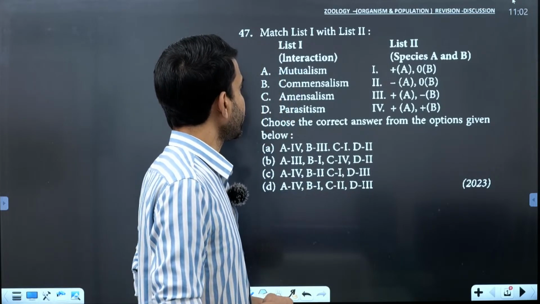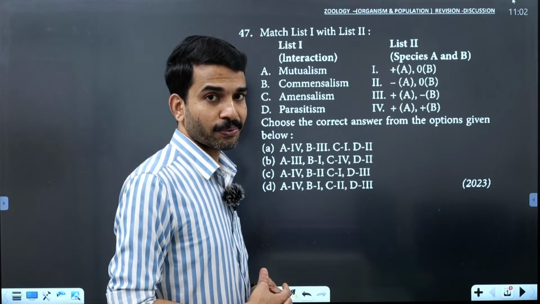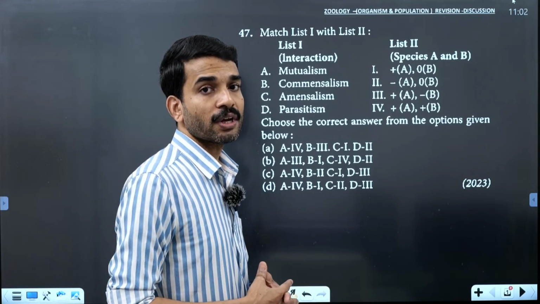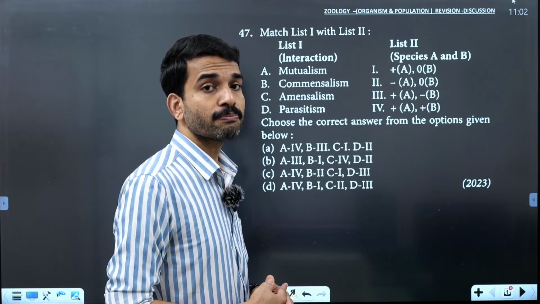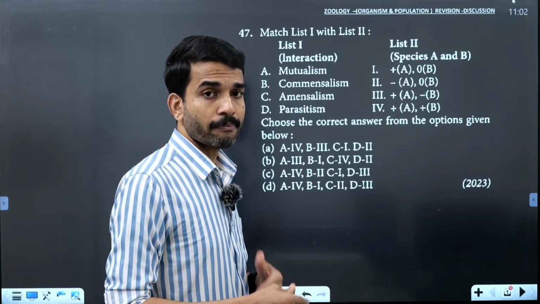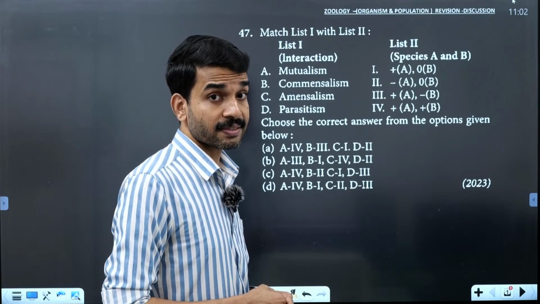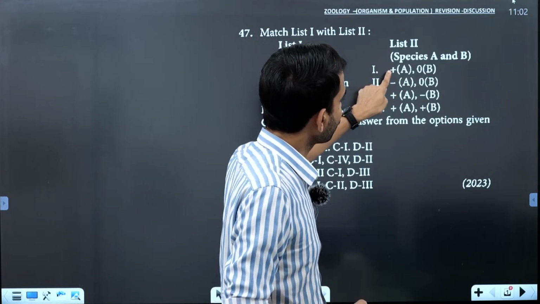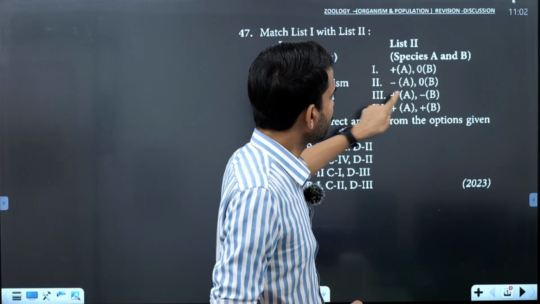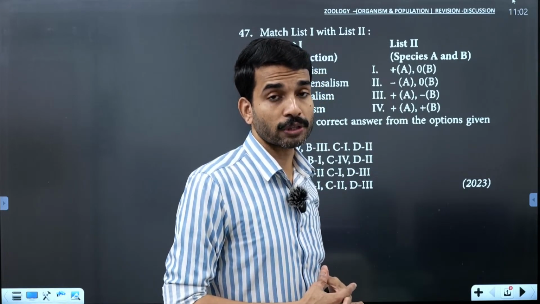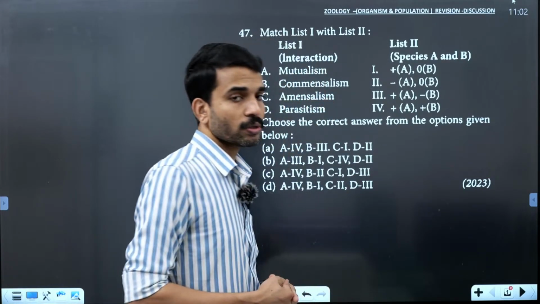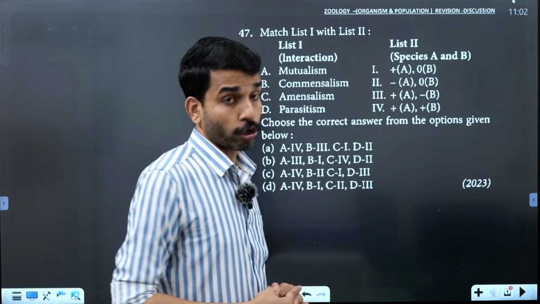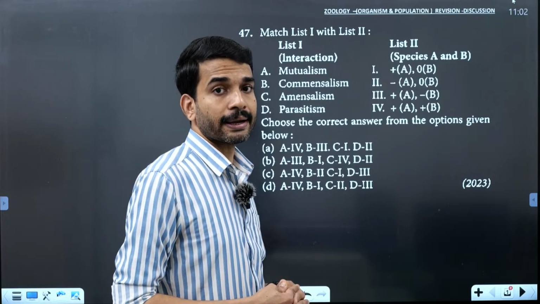The very first one is mutualism. Mutualism means what? Here we have members of two species, and they interact with each other positively. That means both will be getting benefited. For a beneficial interaction, we give a plus sign, positive sign. Here we have plus and 0 in the first option. Second one is not the one. Third one is not the one. But fourth one you just take. Both are positive, right? Both the interacting species will be getting benefited. So plus and plus. So mutualism will connect with 4.